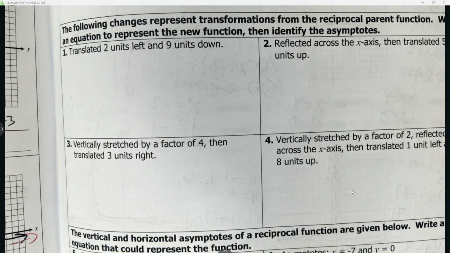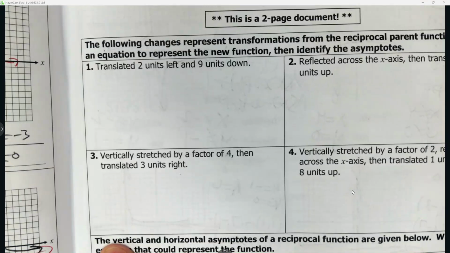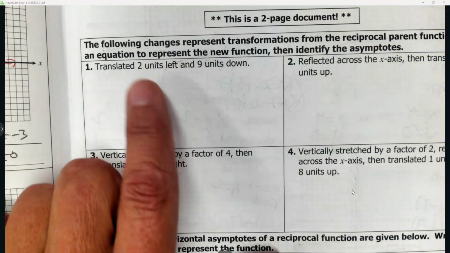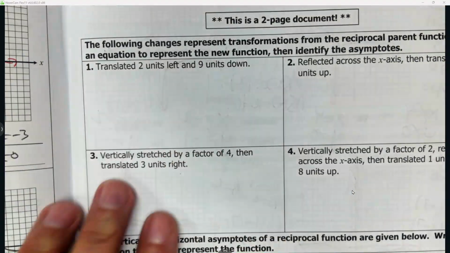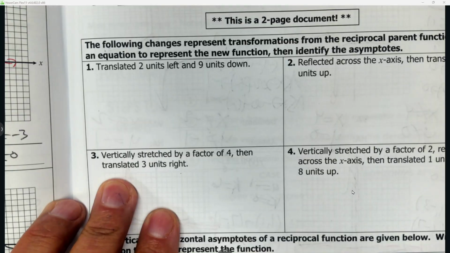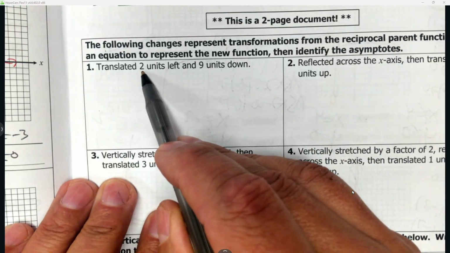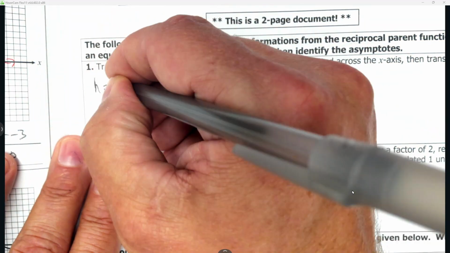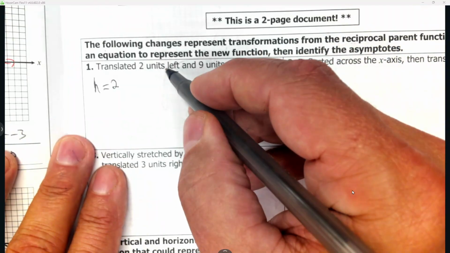Let's look to see if we can work backwards. If you can write an equation of a reciprocal based on what you see here, that involves understanding h and k. So if I'm going 2 units to the left, h is the opposite number. That means it's going to be positive 2 instead of negative 2.